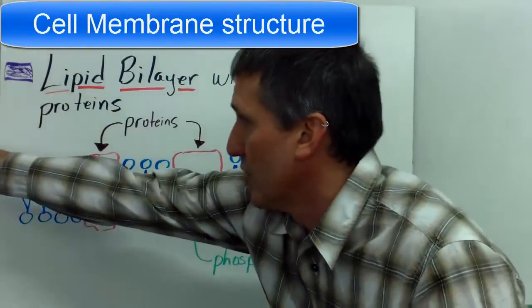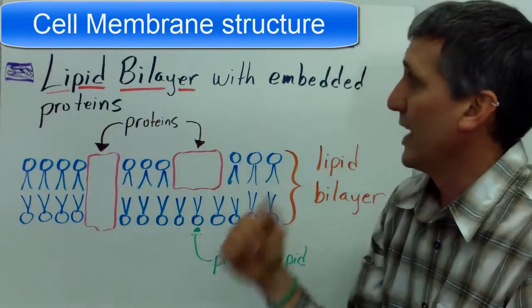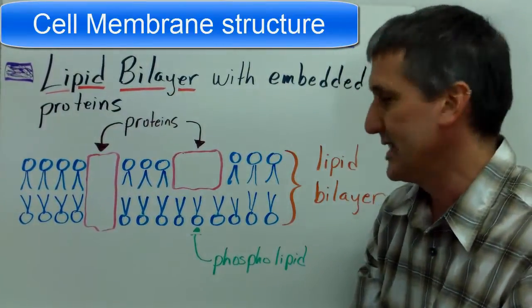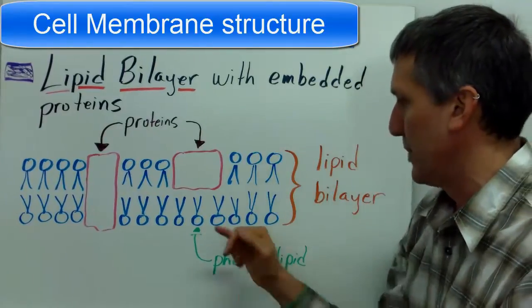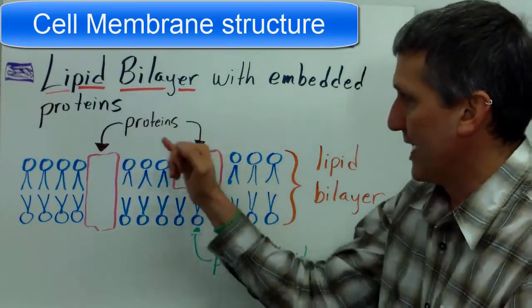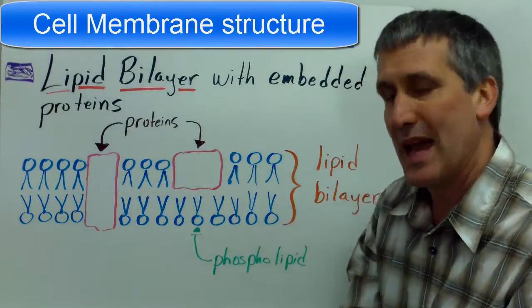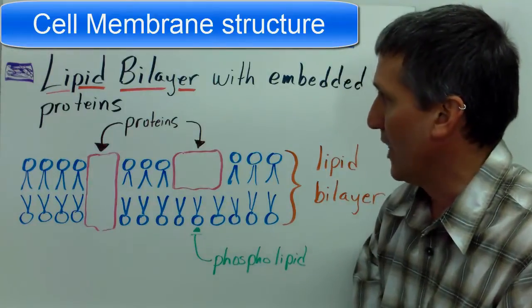So what is the structure of a cell membrane here? The cell membrane is made of a lipid bilayer with embedded proteins. So what does that mean? It means there's a double layer of lipids. These blue structures are the phospholipids, and then these pink structures drawn in represent proteins embedded in that lipid bilayer.